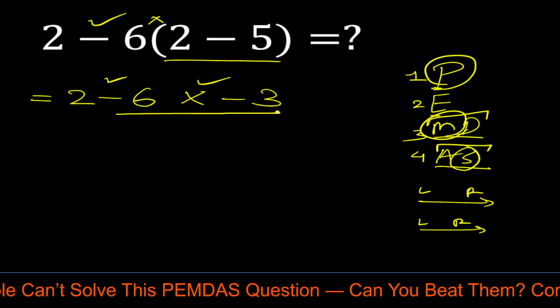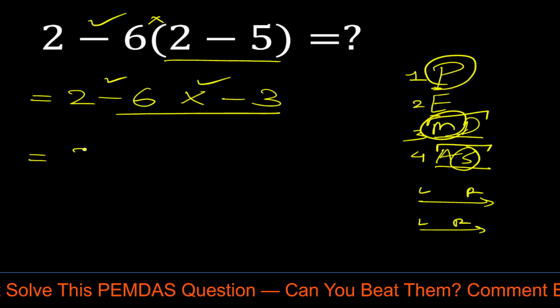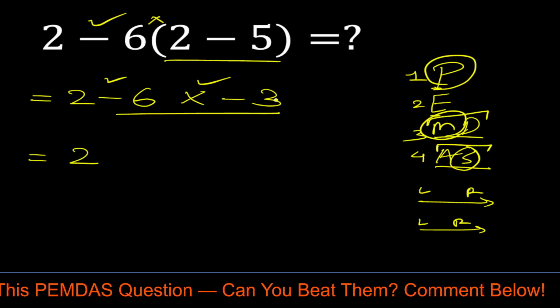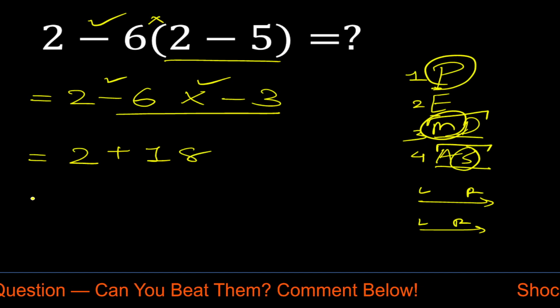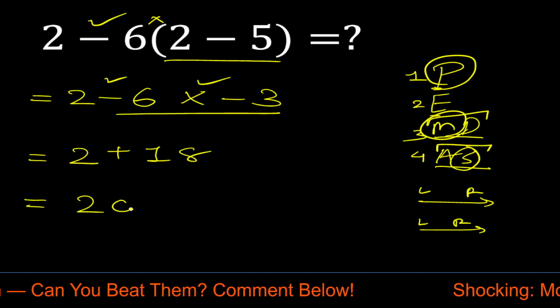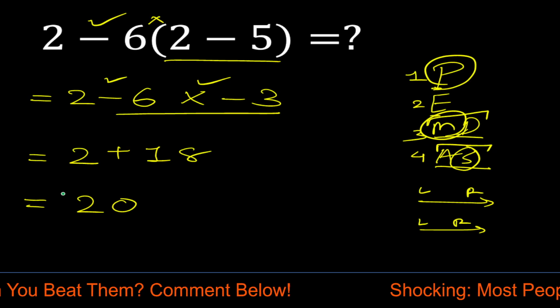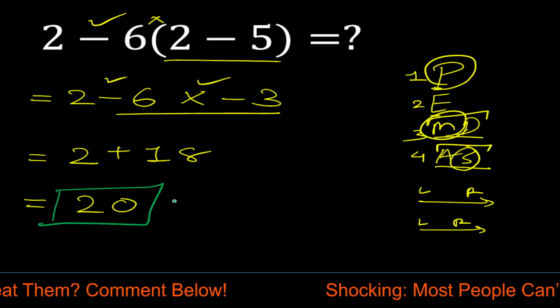So first we have to solve this multiplication. So 2. Now 6 times minus 3 is equal to plus 18. So 2 plus 18 is equal to 20, right? So the correct answer is 20.